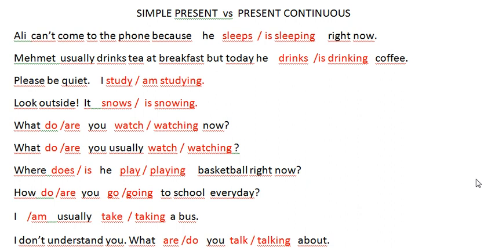So for our daily activities or for our habits, we use simple present tense. Like, I get up early. I usually get up early, or I always get up early. So those are activities in our daily life. So we use simple present tense.